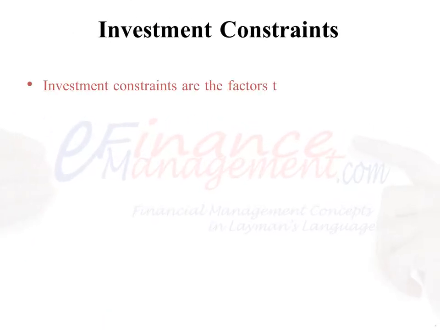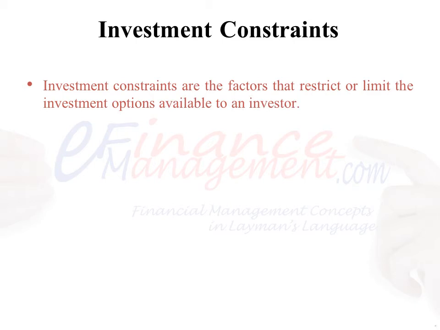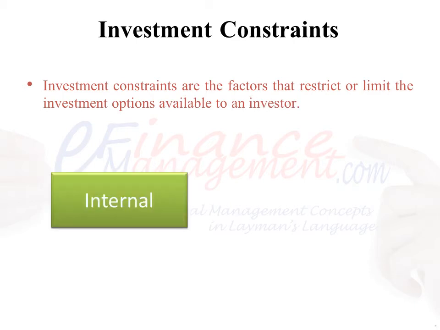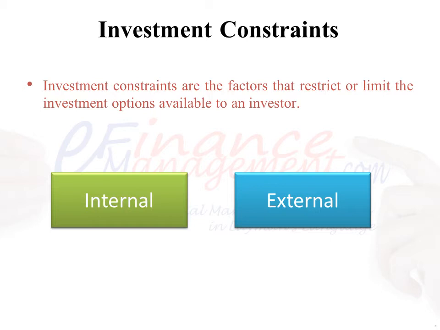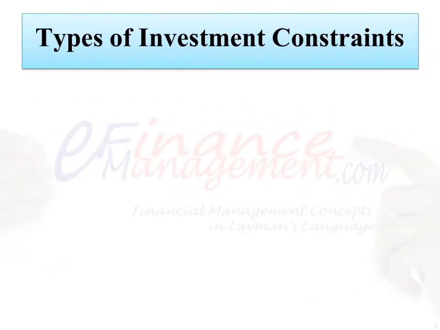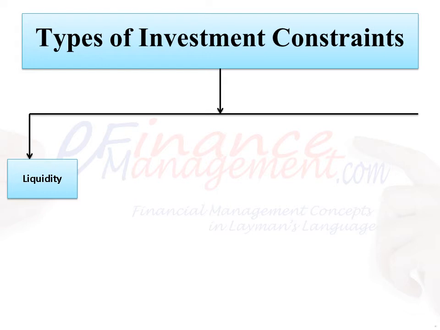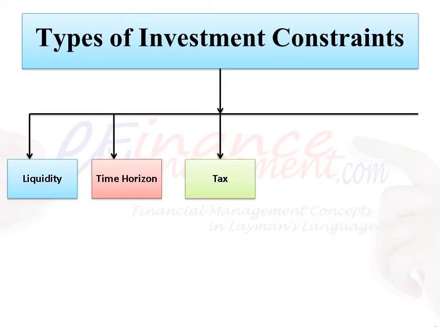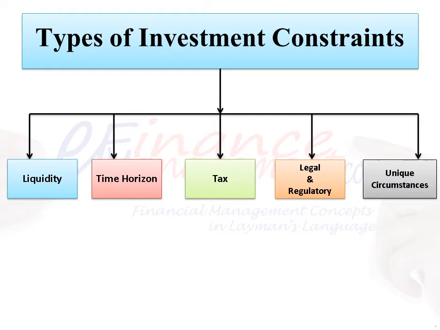Investment constraints are the factors that restrict or limit the investment options available to an investor. The constraints can be either internal or external constraints. Internal constraints are generated by the investor himself, while external constraints are generated by an outside entity, like a governmental agency. The following are the types of investment constraints: liquidity, time horizon, tax, legal and regulatory, unique circumstances.